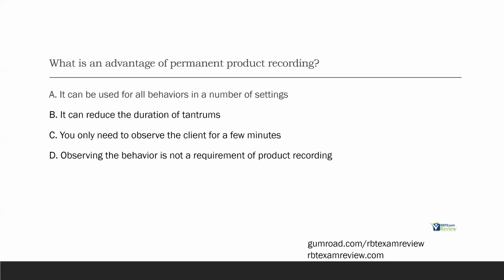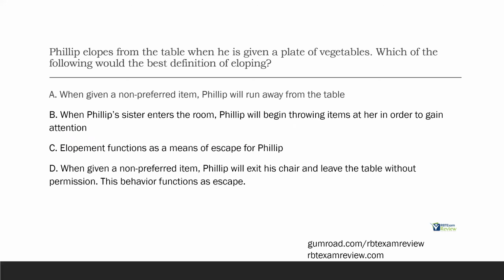C, you only need to observe the client for a few minutes. Again, permanent product, we aren't actually observing the client. Now you might be, but it's not an advantage to observe the client. One of the advantages of permanent product is it's not a requirement. That's the whole idea. We were looking at what happens as a result of the behavior, meaning we don't actually have to see the behavior happen as long as it produces something. So what is the advantage of permanent product recording? Observing the behavior is not a requirement of product recording.